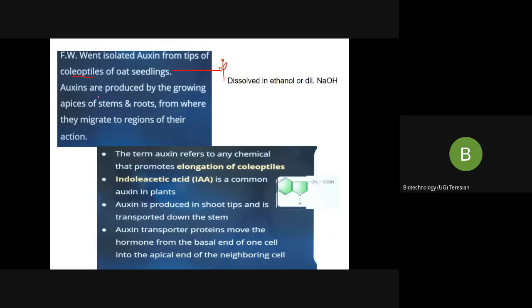So where are these auxins produced? Auxins are the natural hormones of the plant. They are produced in the apex of the stem, that is in the tip of the stem, and even in the roots they are produced. So wherever they are produced, in the tip of your roots or in the apexes, they migrate to the region wherever they are required.